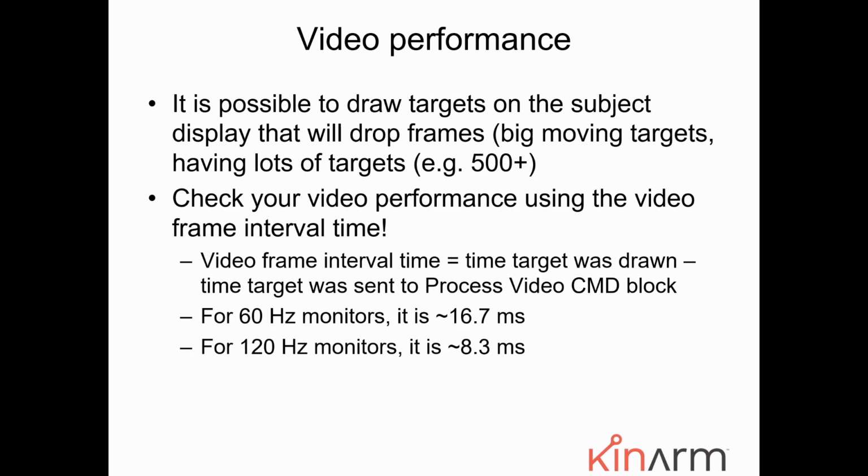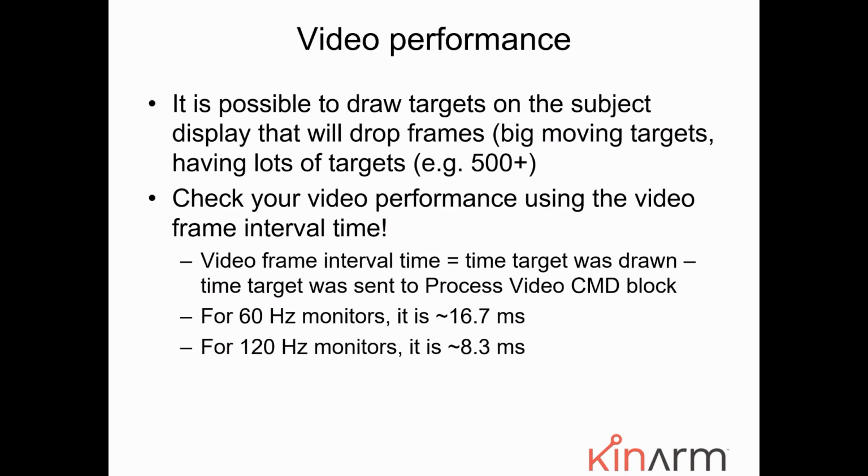With all this power to draw thousands of targets of arbitrary size comes some responsibility. It is possible to draw targets on the subject display that will drop frames: big moving targets, or having lots of targets, such as more than 500. Check your video performance using the video frame interval time. Video frame interval time is equal to the time the target was drawn minus the time the target was sent to the process video command. For 60 Hz monitors, it is about 16.7 milliseconds. For 120 Hz monitors, it is about 8.3 milliseconds.